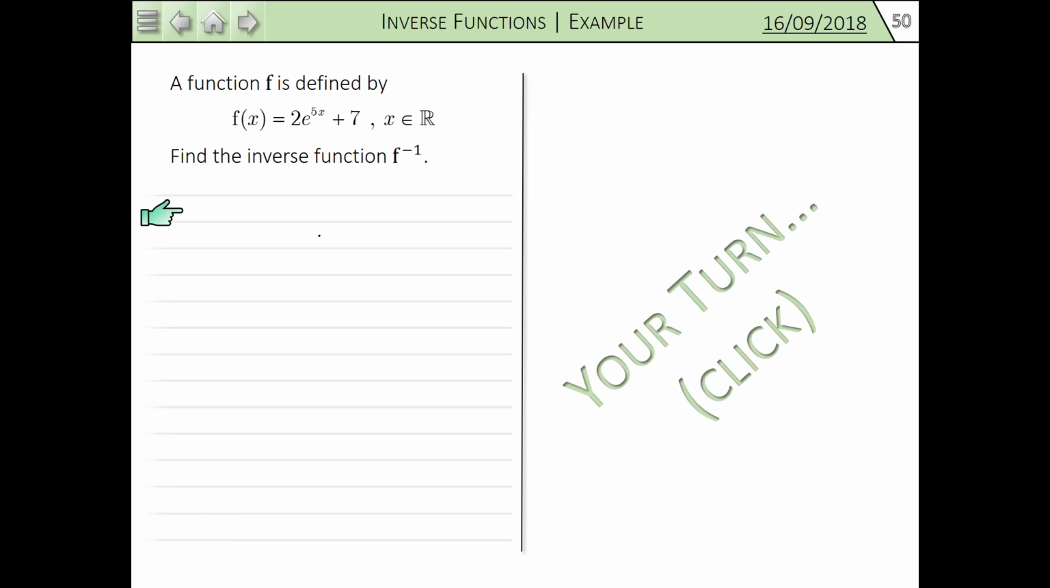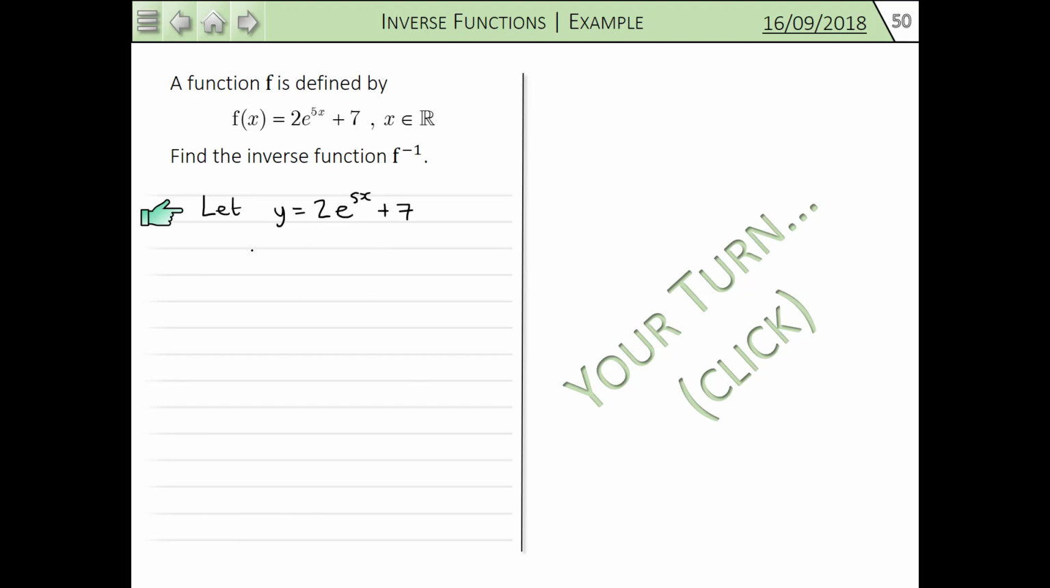Let's have a go now at finding some inverse functions. So we've got a function f of x equals 2e to the 5x plus 7. In order to find the inverse function, we essentially need to undo all of the operations here and find out what x would equal to. So to start this off, we're going to say let y equal 2e to the 5x plus 7. And our goal will be to rearrange this and make it x equal to.